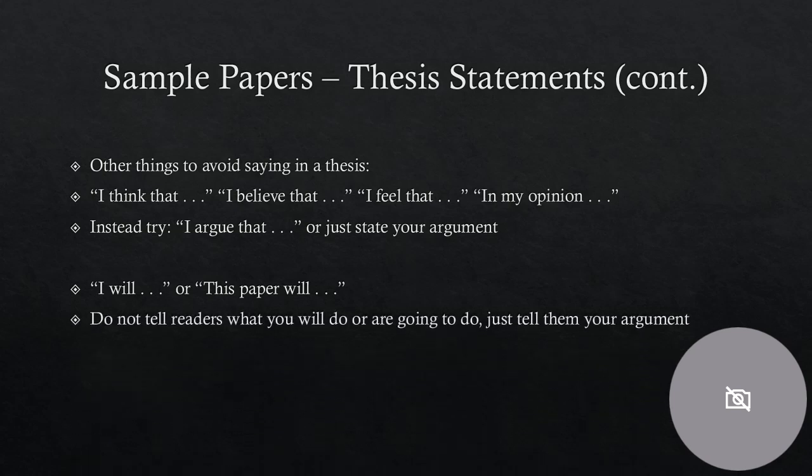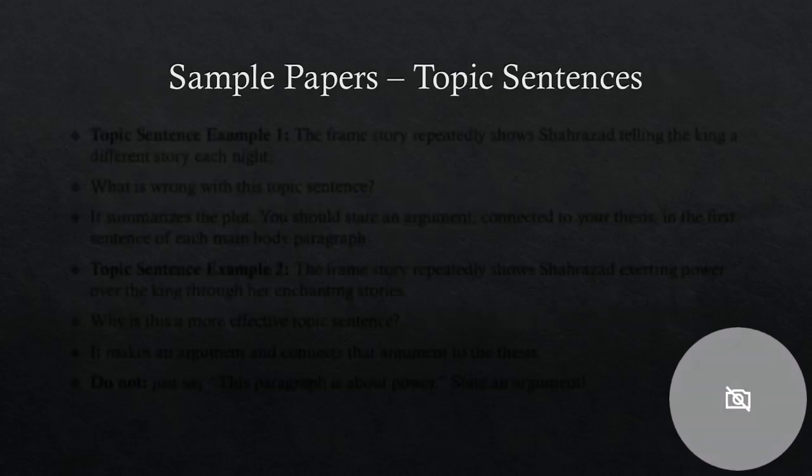Don't tell readers what you will do or are going to do. Just tell them your argument. So earlier I said tell them what you're going to do, and then tell them what you did. When I say tell them what you're going to do, I mean tell them your argument. So state your argument, prove your argument, restate your argument might be a better way to do that. Avoid the future tense.